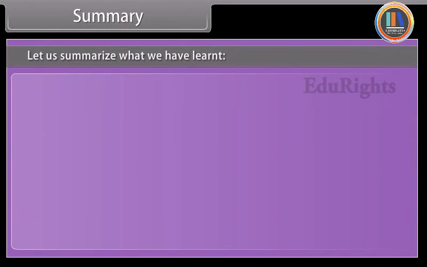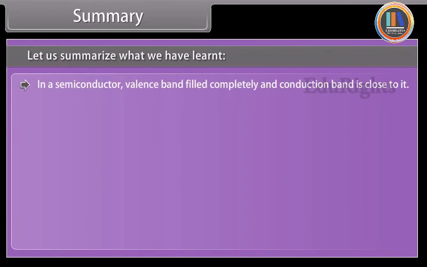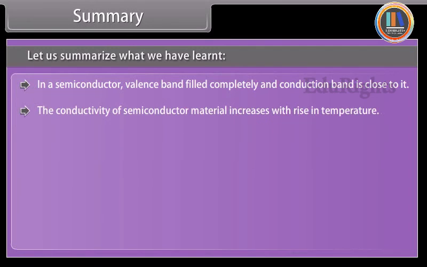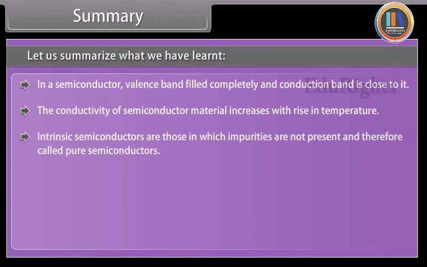Summary. Let us summarize what we have learned. In a semiconductor, the valence band is filled completely and the conduction band is close to it. The conductivity of semiconductor material increases with rise in temperature. Intrinsic semiconductors are those in which impurities are not present and therefore are called pure semiconductors.